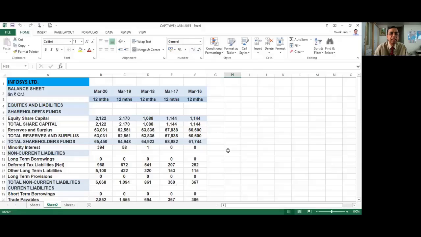This is a leader in the IT field, information technology, as we all know, Infosys Limited. Infosys has today, on 31st March 2020, a share capital of 2,122 crores. It has been fluctuating from 2,170 to 122 in between, because in between the company had purchased shares from the market, as we call it, buyback of shares from the market.